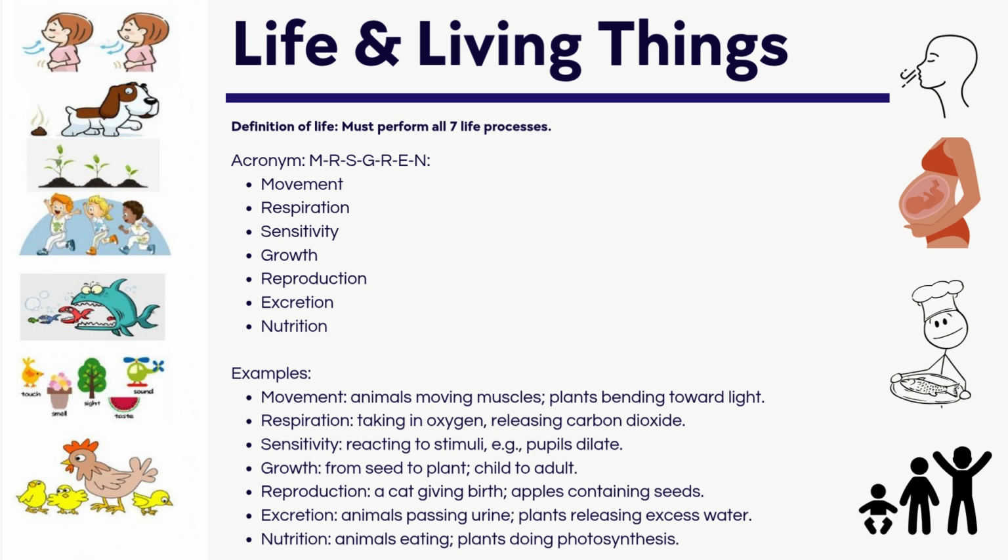Okay, so the slide introduces the MRS GREN, so Mrs. Green. Basically, this is how you can remember the seven life processes. This is on Google. Everyone says this is the best way to understand it. It's Mrs. Green. Do you see MRS? Mrs. Green. I don't know how you want to say it, but it helps you remember the seven life processes. So it's movement, respiration, sensitivity, growth, reproduction, excretion, and nutrition.